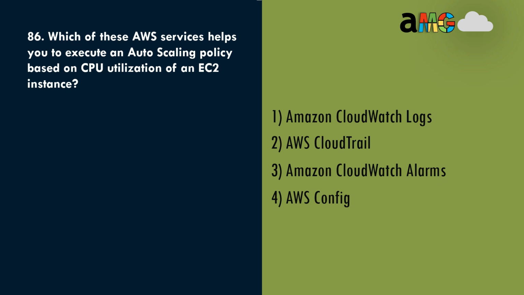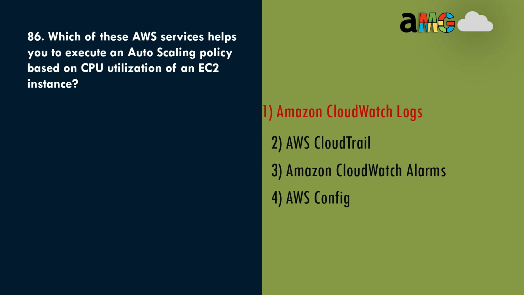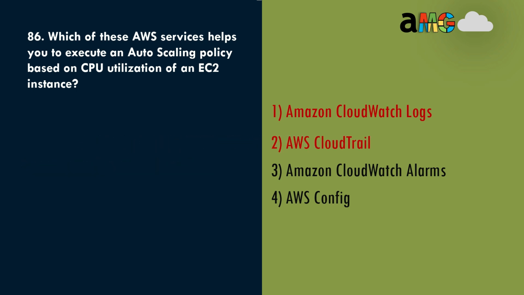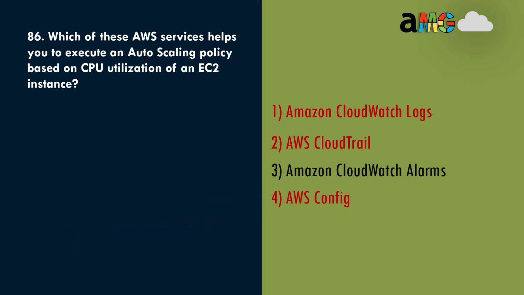Okay. So option 1, Amazon CloudWatch Logs, is used for logging and monitoring, but not for triggering auto-scaling policies. Okay, so this is the wrong answer. Option 2, AWS CloudTrail, is used for tracking API calls and changes to resources, not for monitoring metrics. Okay, so this is also the wrong answer. Option 4, AWS Config, is used for resource inventory and configuration management, not for triggering auto-scaling policies. Alright, so this is the wrong answer.